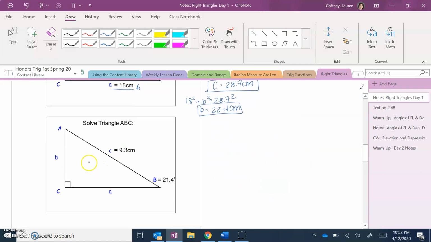Okay, I want you to take a minute, whether you do it off to the side or on a scratch piece of paper or whiteboard, whatever you want to do, and I want you to try this one. Pause the video. When you hit play, I'm going to start to do all the work for it.